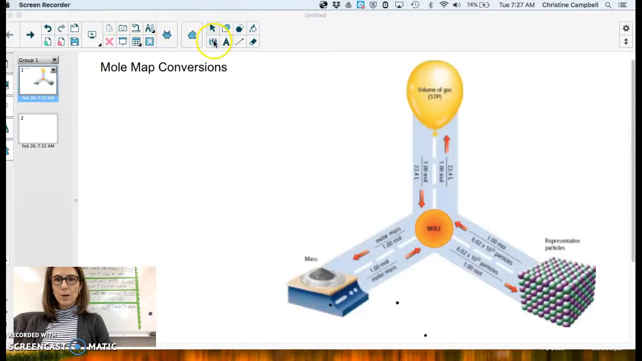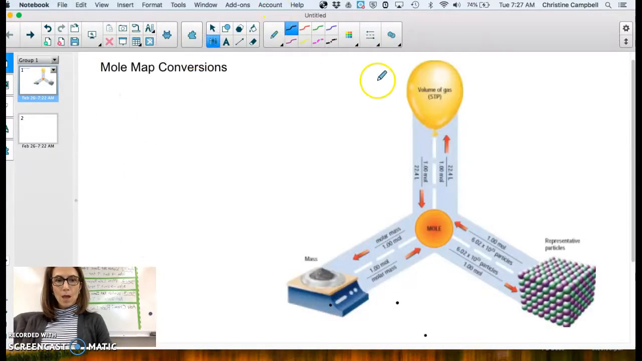So today we're going to talk about mole map conversions, and we're going to talk about how we can convert, first of all, from moles to grams, which is down in this corner here. So going from moles to mass, and mass is in grams. We're also going to talk today about how we convert from moles to representative particles. And remember, representative particles can be atoms or molecules. And to make that conversion, we use Avogadro's number of particles per mole.